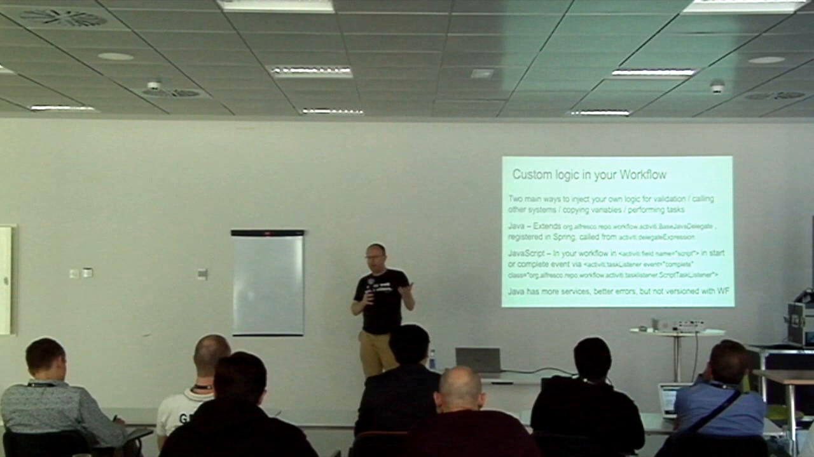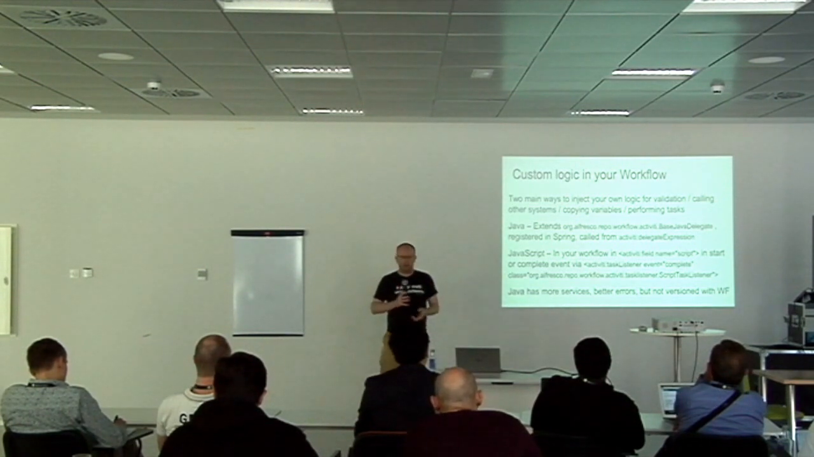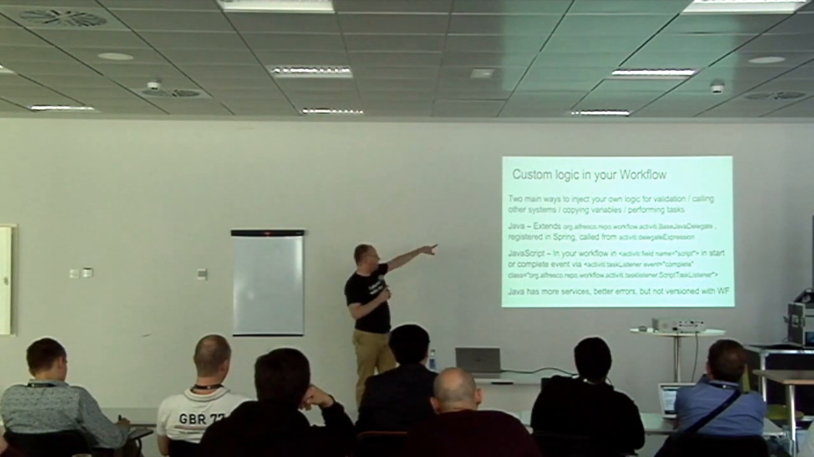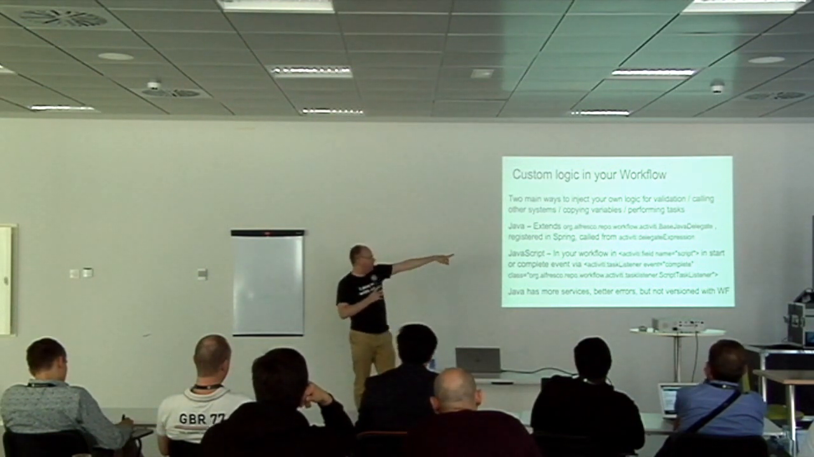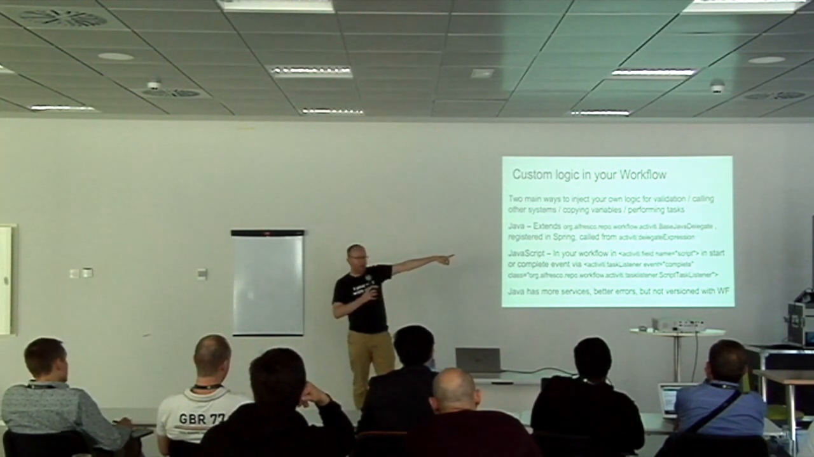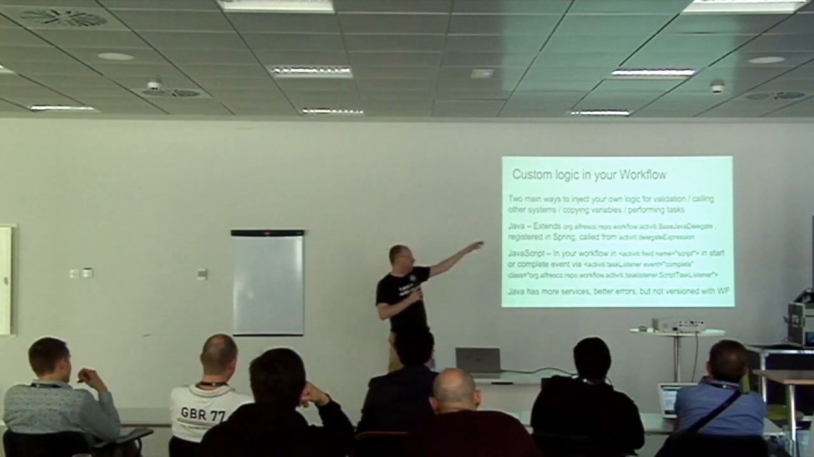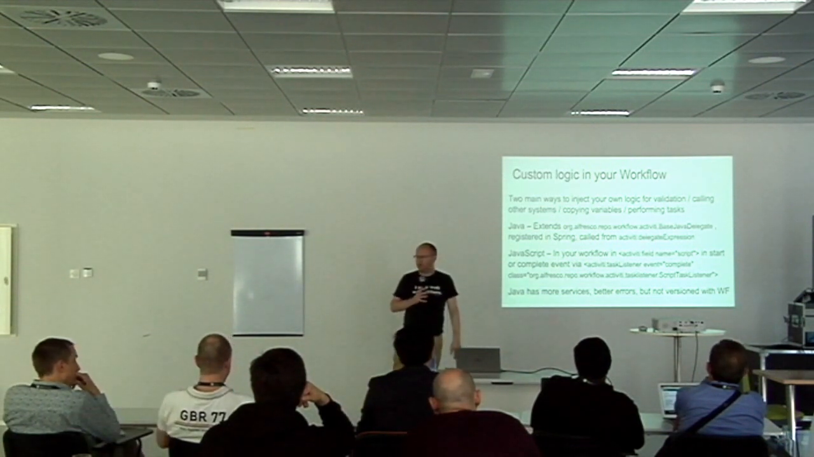If you're writing workflows and you need to do something special, some custom logic, there are two main ways of doing it. One of them is in Java: you create a bean based on that type, register it in Spring, and then in your workflow you just put that key on and say which bean's called. Or in JavaScript, in your workflow, you can pop one of those in and then just put in raw JavaScript that will run.